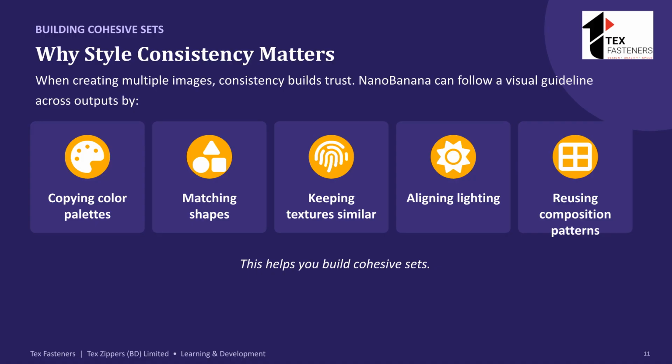Nano Banana can follow visual guidelines across different outputs. For example, it can maintain similar color palettes, shapes, textures, lighting, and composition patterns. When these elements remain consistent, individual images feel like part of the same visual family. This is especially useful when creating a series of banners, icons, illustrations, or campaign materials.